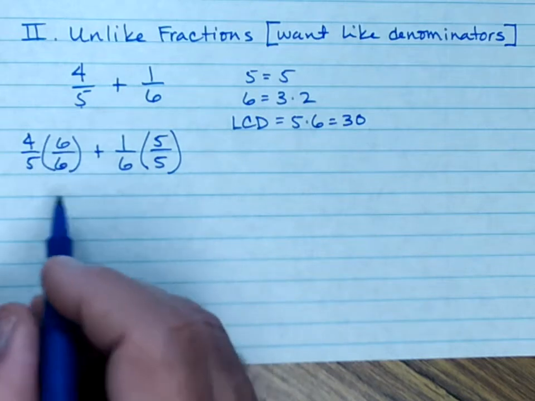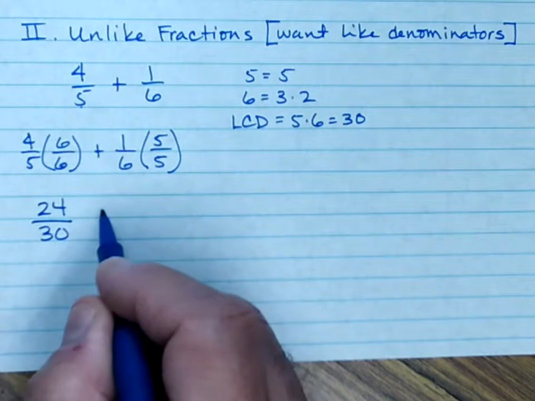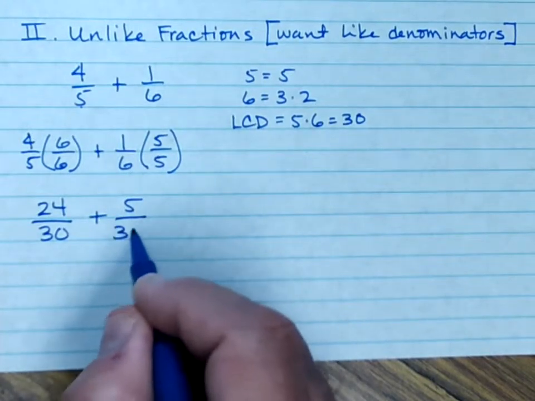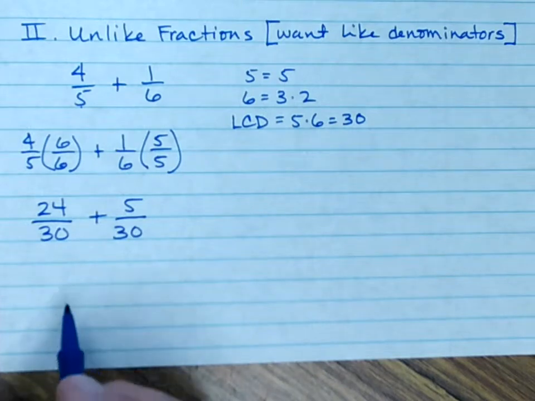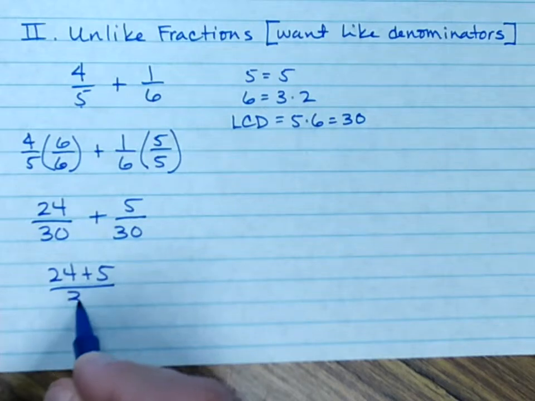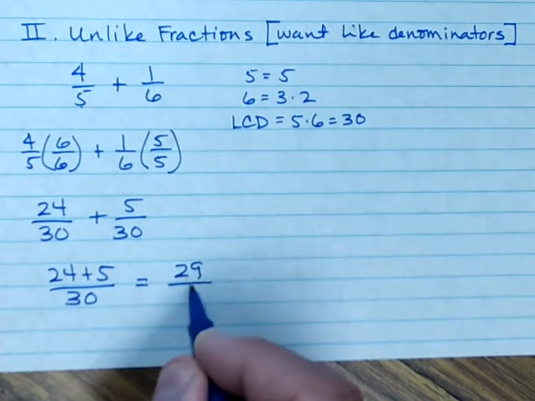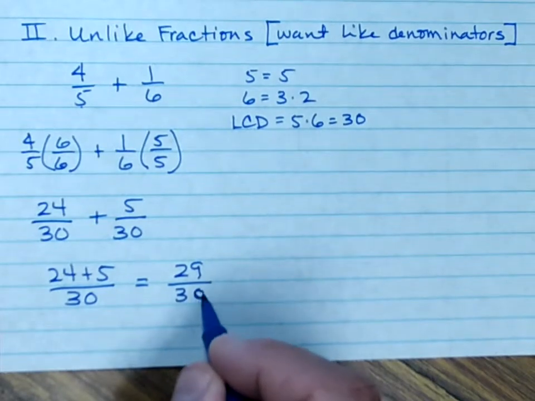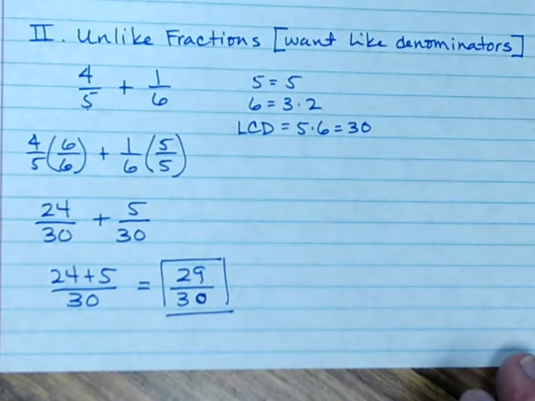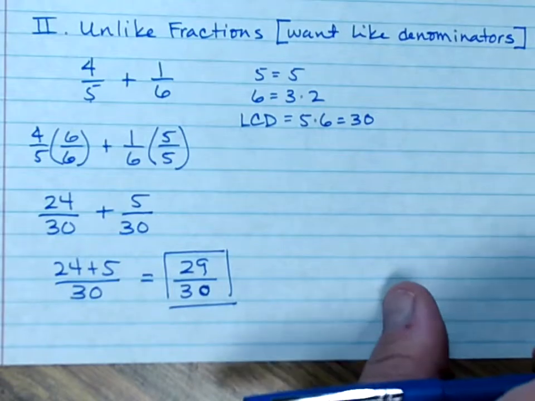So 4 times 6 is 24, and 5 times 6 is 30. 1 times 5 is 5, and 6 times 5 is 30. Now that we have this, we can add our numerators over our common denominator, and the answer is 29 over 30. This was a simple example. We will get into some better ones.